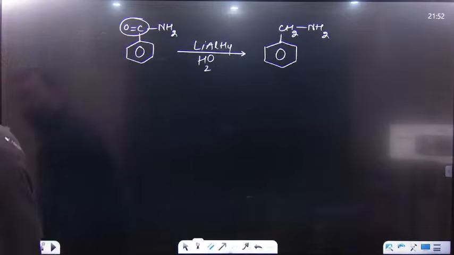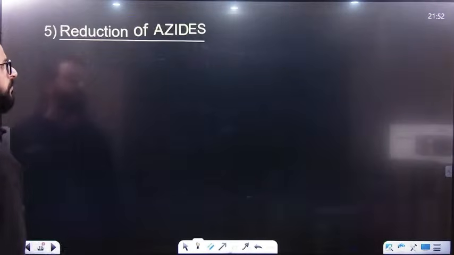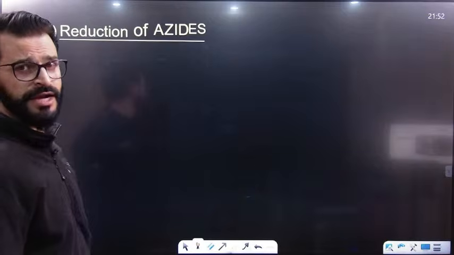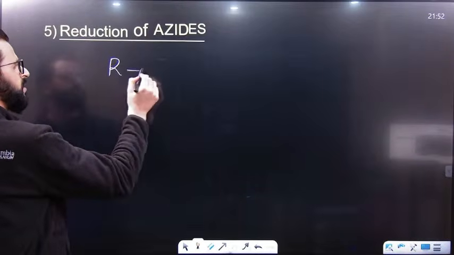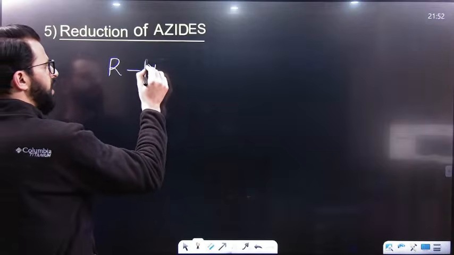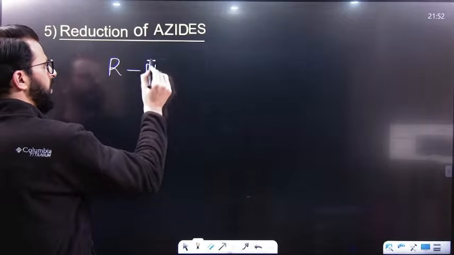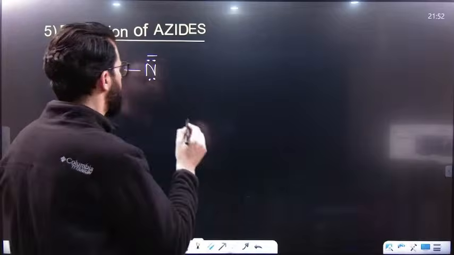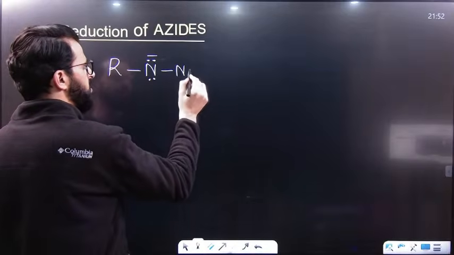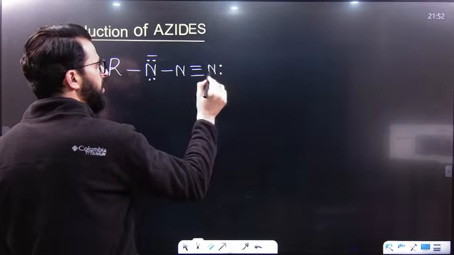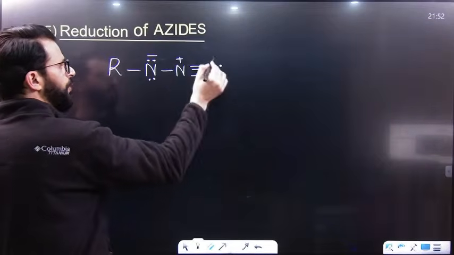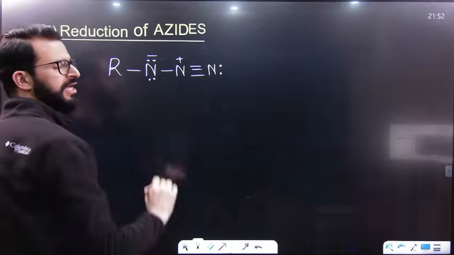Now, after this, we have another reaction. That's once again a reduction, the reduction of azide. What is meant by azide? Have a look. This is alkyl azide, and I will draw the structure like this. N3 means azide. So this is the first N, this is the second N, and this is the third one. That means total N is 3 in number. So this is known as the N3 group. So this is alkyl azide.